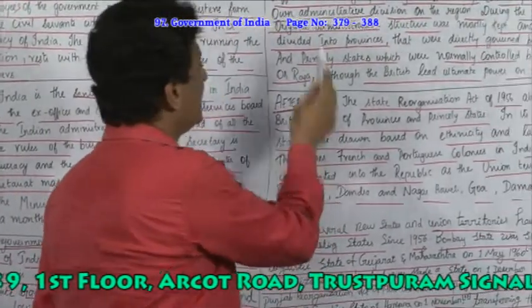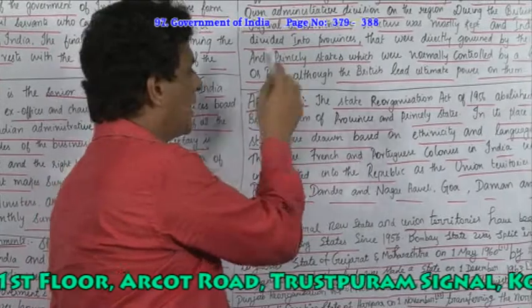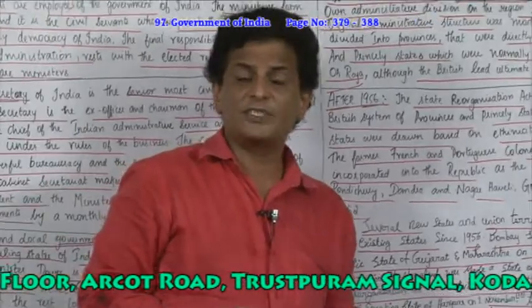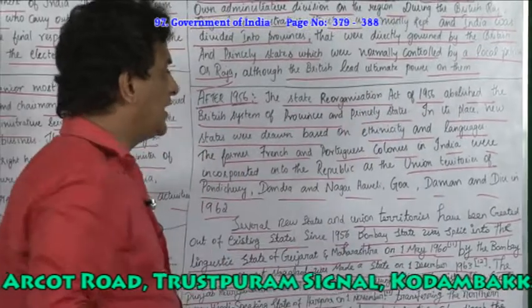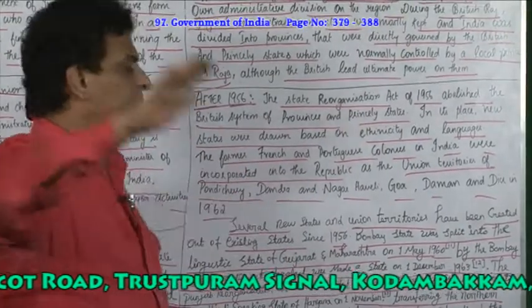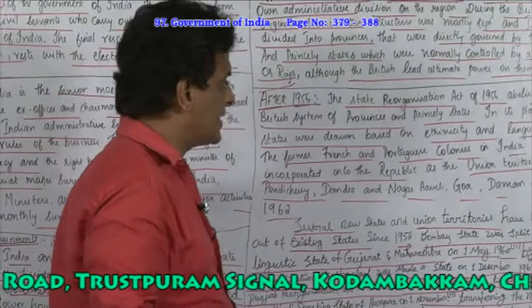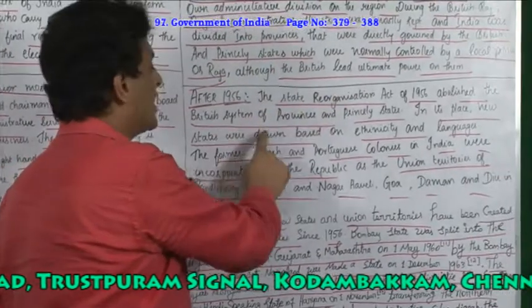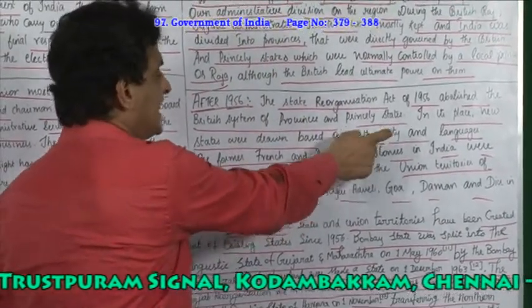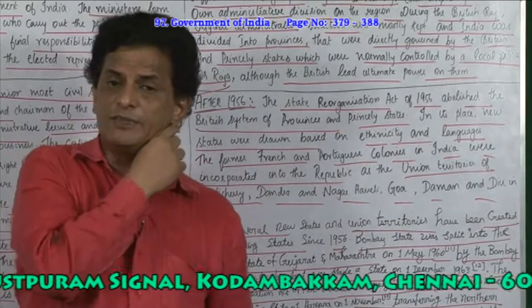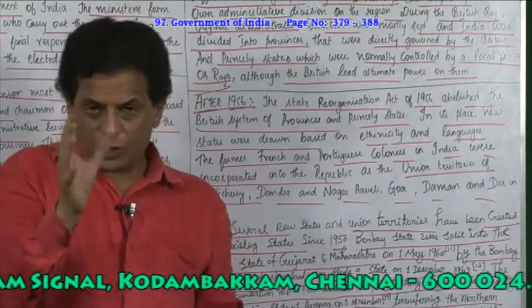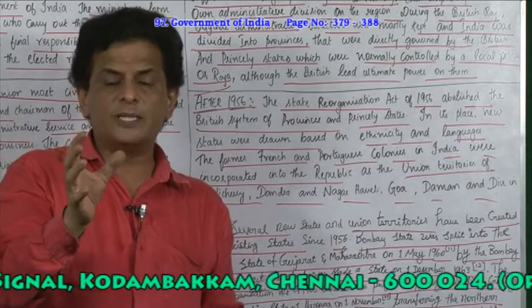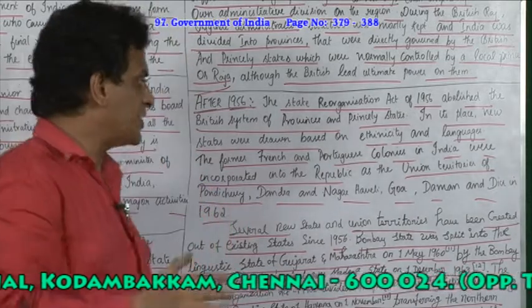Coming here after 1956, this happened up to 1956. After 1956, what has happened? The State Reorganization Act of 1956 abolished the British system of provinces and princely states. In its place, new states were drawn based on ethnicity and language. After 1956, they abolished the British system, and according to the language the people speak, they have divided different states.